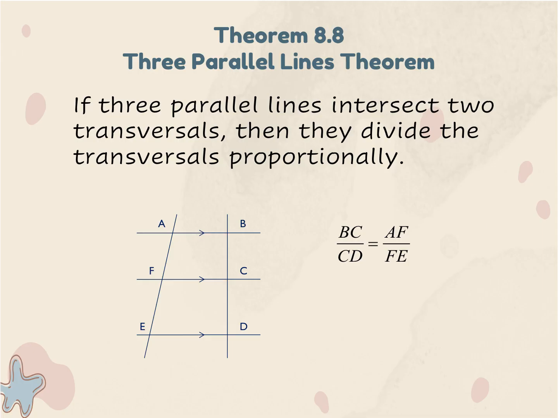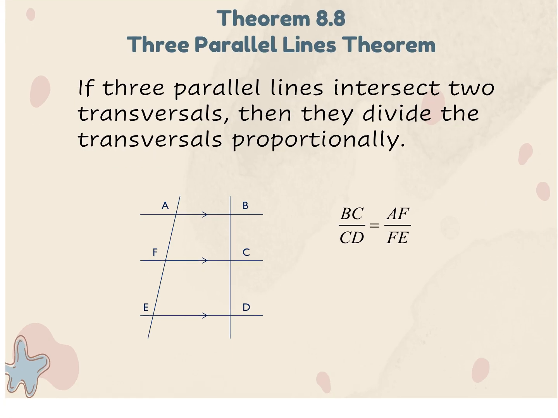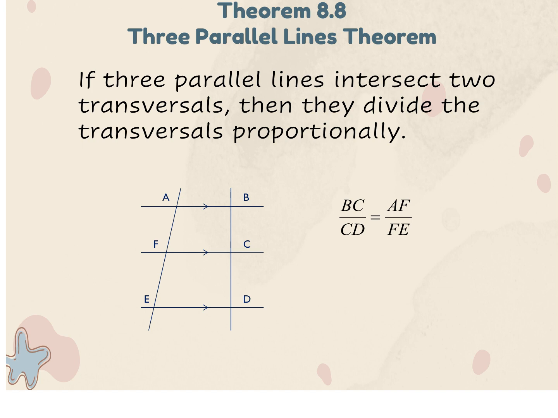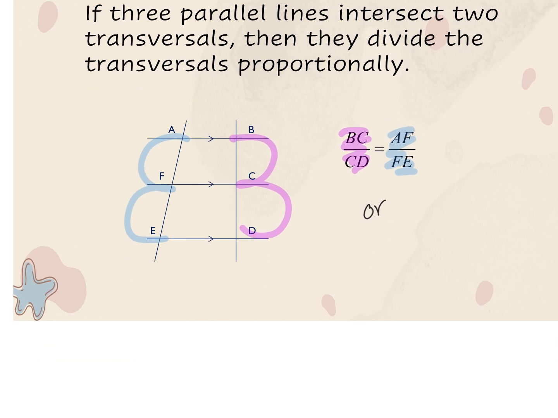They're proportional. Looking at theorem 8.1, the three parallel lines theorem. We've done parallel lines with the transversal, and it says if three lines intersect two transversals, then they divide the transversals proportionally. So look at it. Here are my proportions: BC and CD, and AF and FE. Again, you could write this, or you can do it as everything that's here.